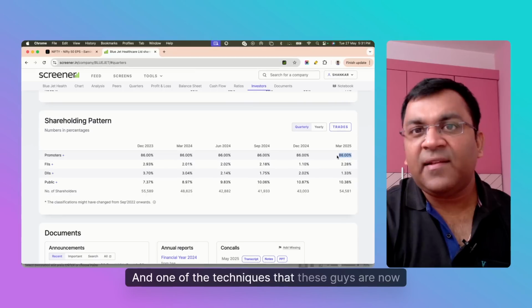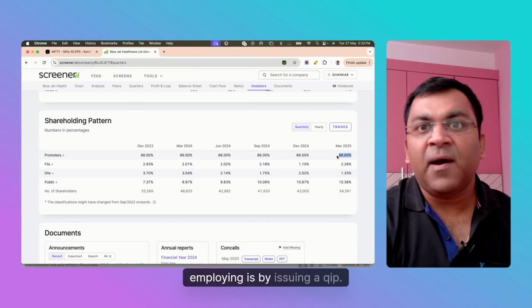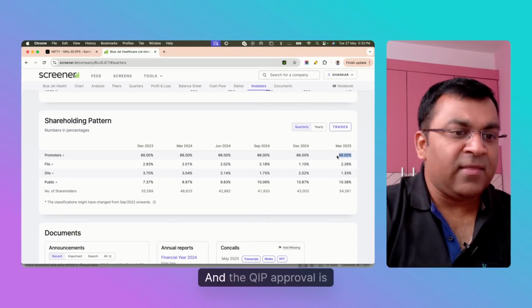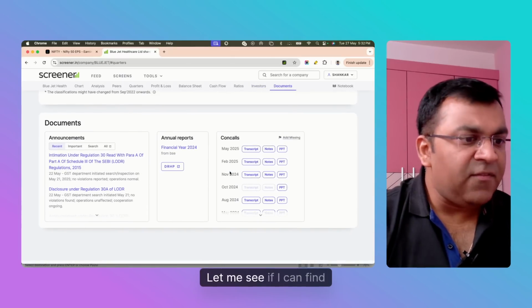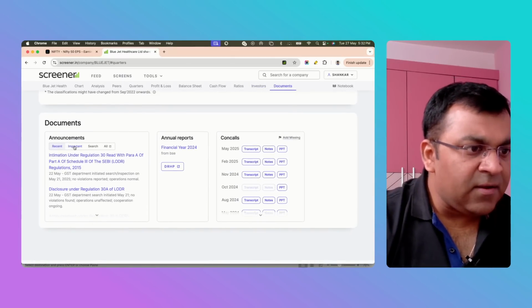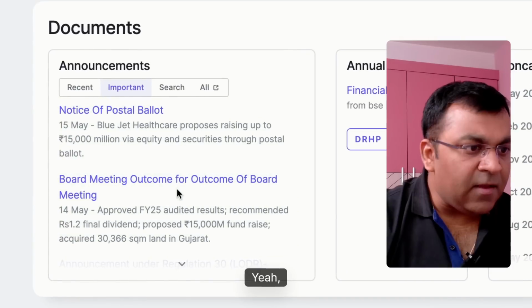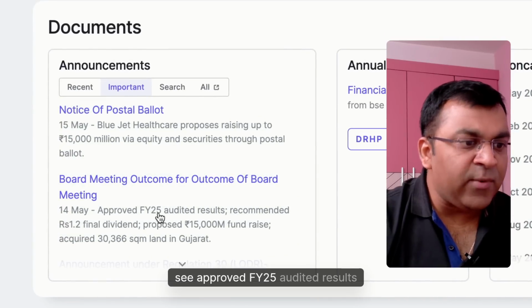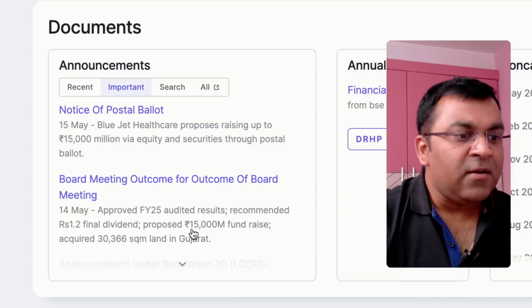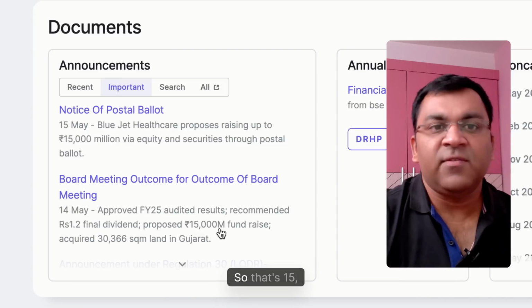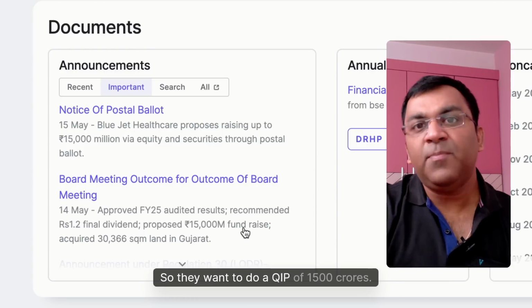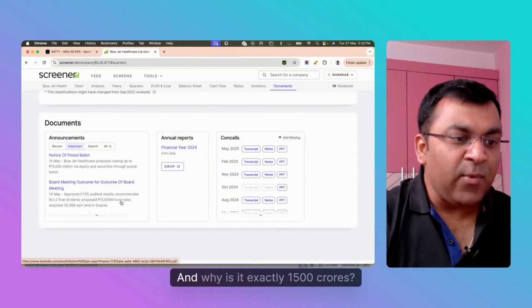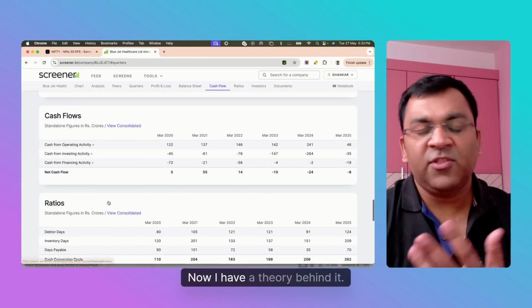And one of the techniques that these guys are now employing is by issuing a QIP. And the QIP approval is for, let me see if I can find that. Yeah, this one. See, approved FY25 audited results, recommended dividend, proposed 15,000 million. So that's 1,500 crores in terms of fundraise. So they want to do a QIP of 1,500 crores. And why is it exactly 1,500 crores? I have a theory behind it.